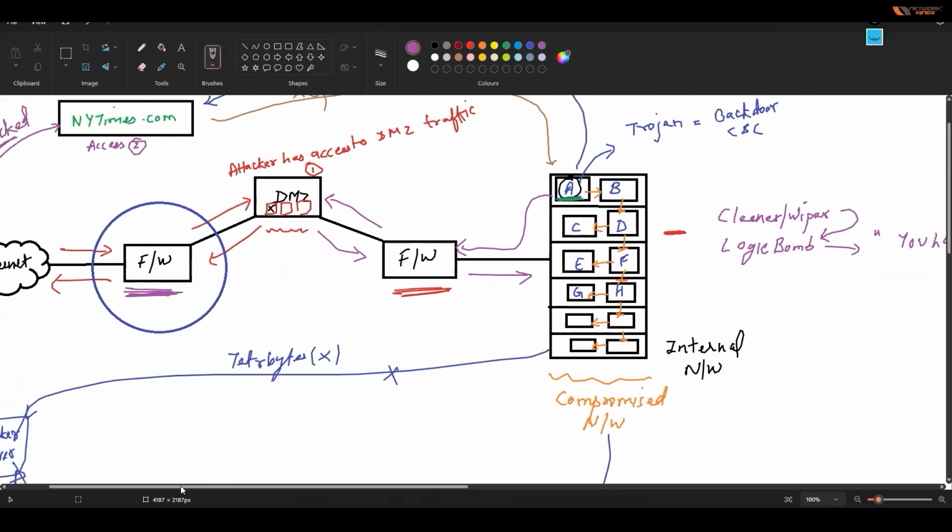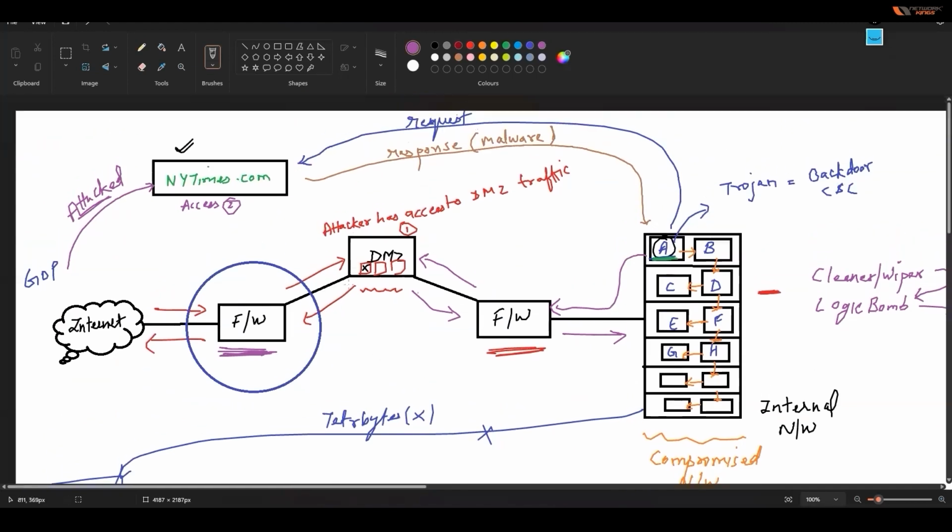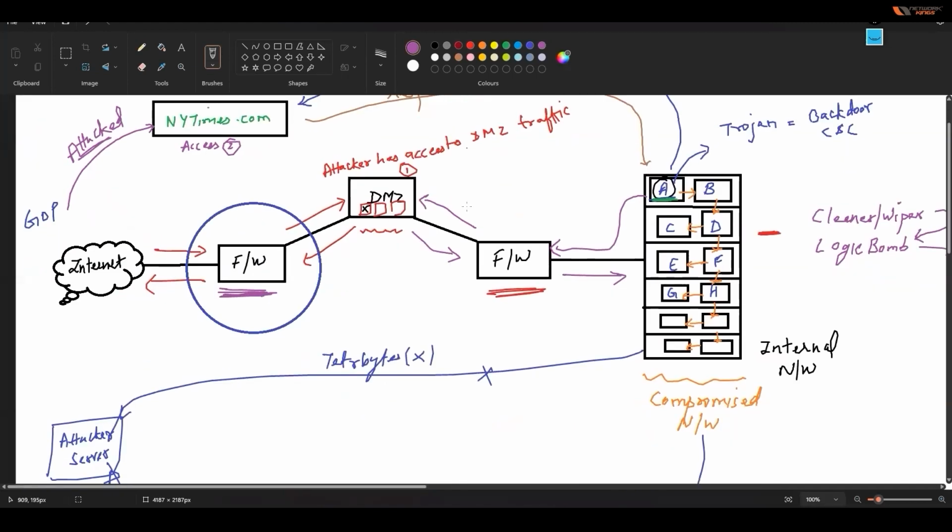Again, this process is not a 1 day or 2 day process. It took around 3 years for the attacker to retrieve the information and clear their traces. Now, what was the motive? The motive was revenge.